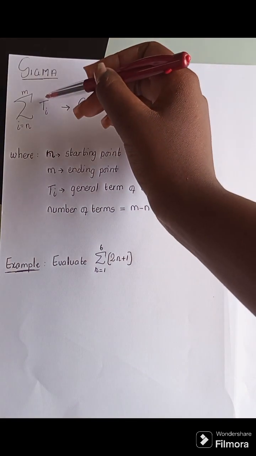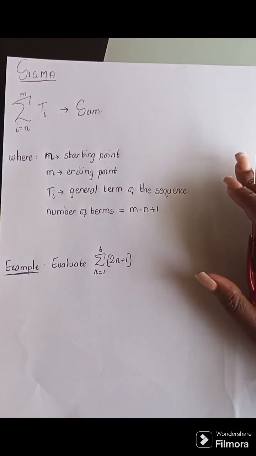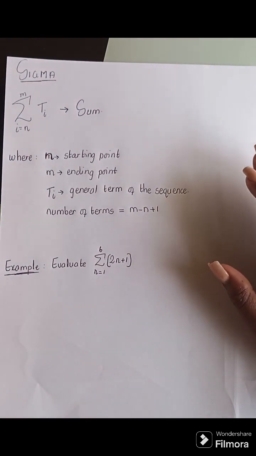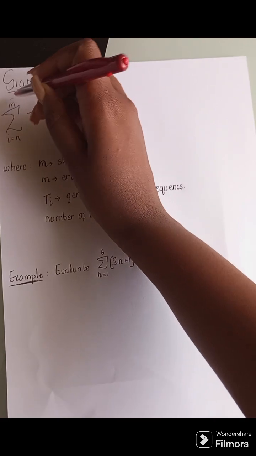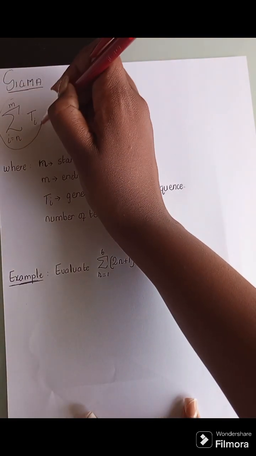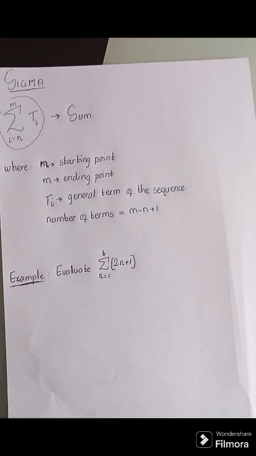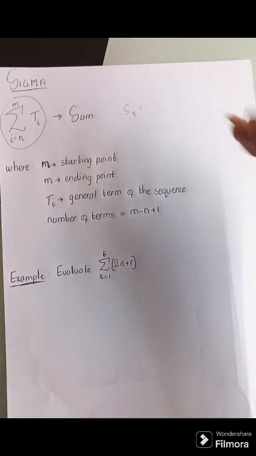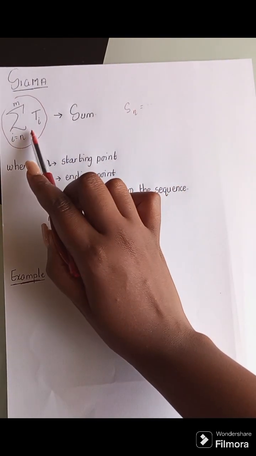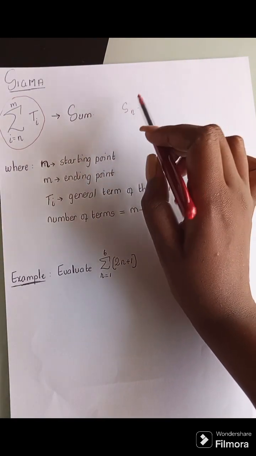And then the expression that you find here will normally be the general formula of the sequence or the series that you are supposed to evaluate. And this whole thing over here simply means sum. Remember, when I was showing you the formulas for series, they were like Sn is equal to something. So this sigma over here is the sum, and the sum is Sn.